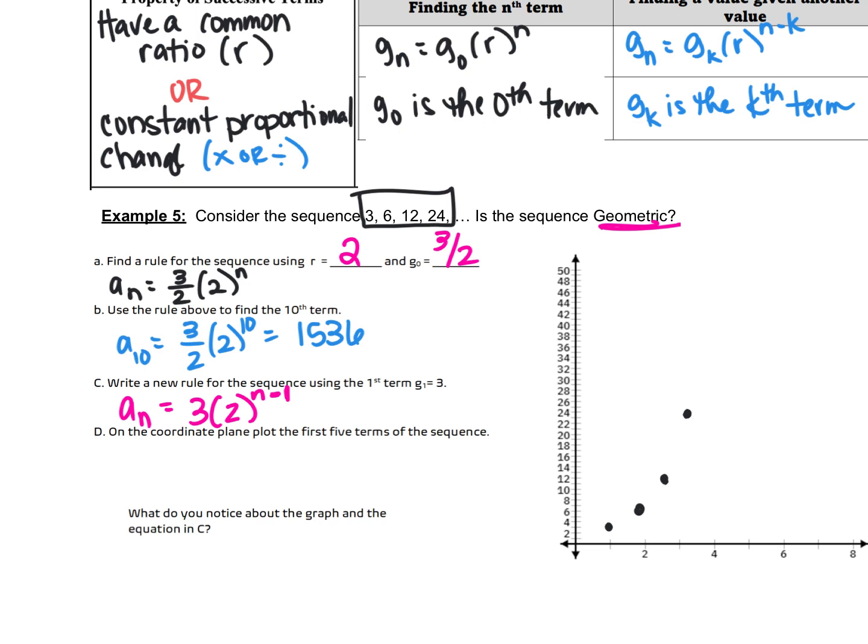What do you notice about that graph? Yeah, it's a curve. It's definitely not linear. It's definitely nonlinear. So let's take a look at several examples, all right, kind of how they might question us in this regard.